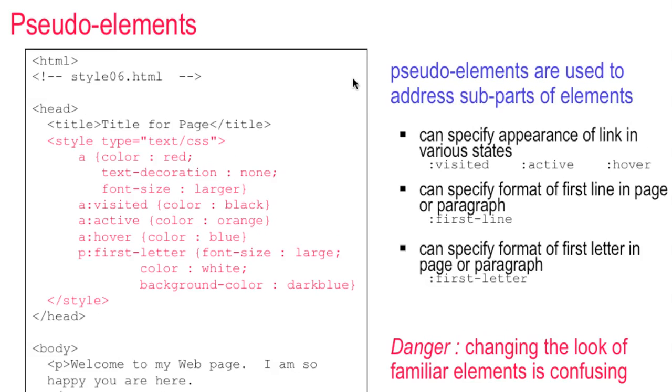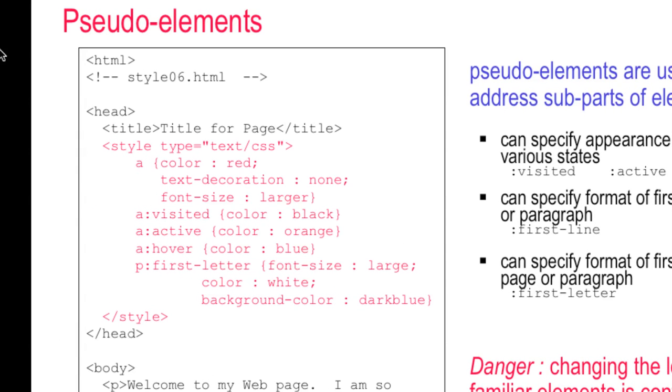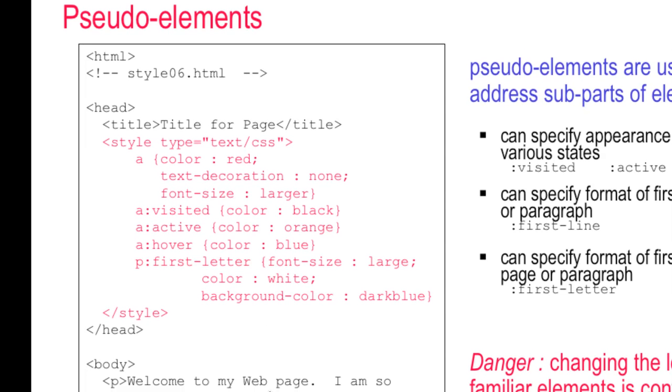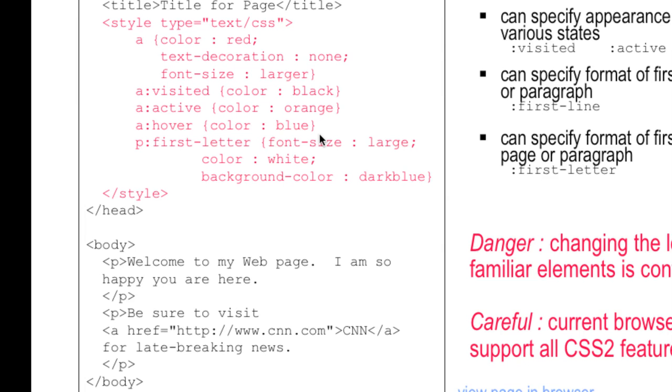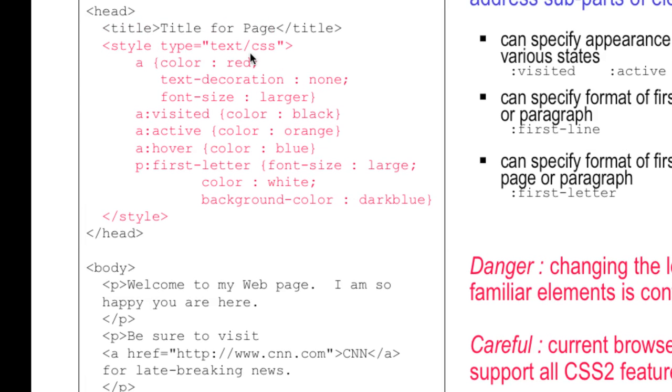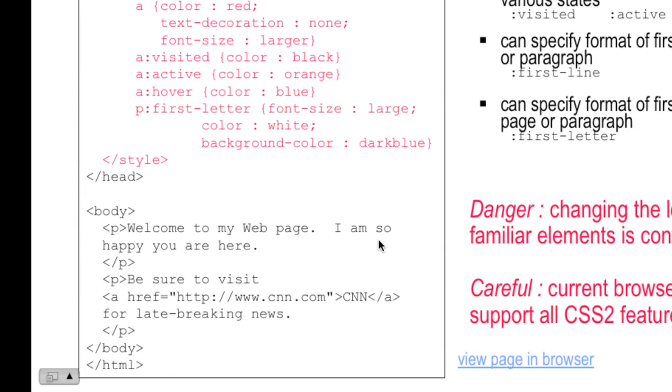But here we go with our example. So here we have A, this is for the link, visited, active, hover, and P first letter. These are called pseudo-elements because they are creating elements that we're applying a particular style to that's part of a sub-element. So if we use this here, put the style in here for all of the A's, and this is for the P first character, then we take a look at it: welcome to my web page, I'm so happy you're here. Well, this is just a P.